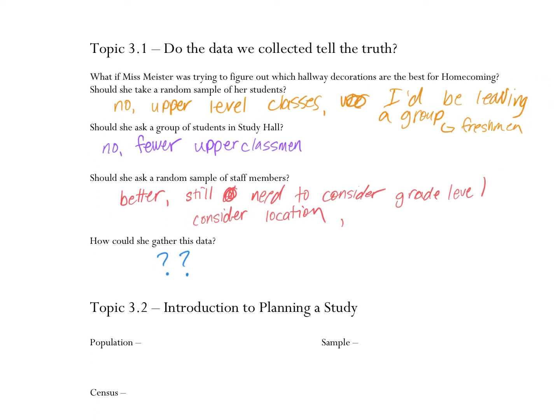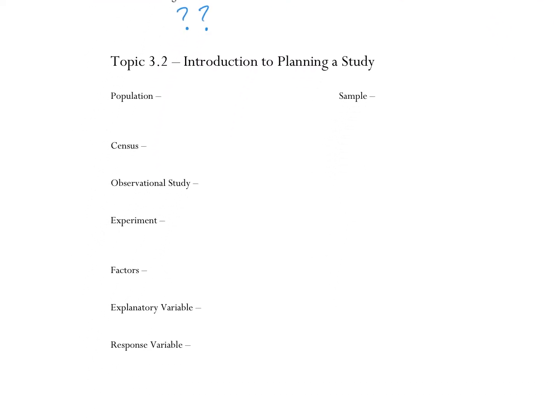Okay, so let's do some basic definitions. The first one is going to be the word population. Have you heard the word population before? Yes. What's a population? A group of people, or species. We could have a population of people. We could have a population of a species. We could have a population of balloons. A population is an entire group.